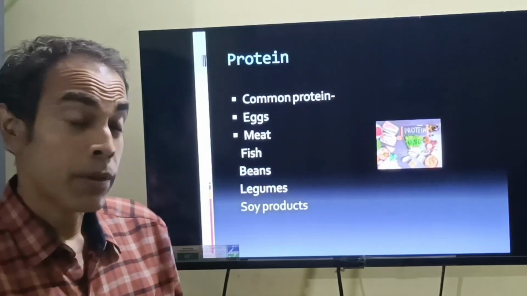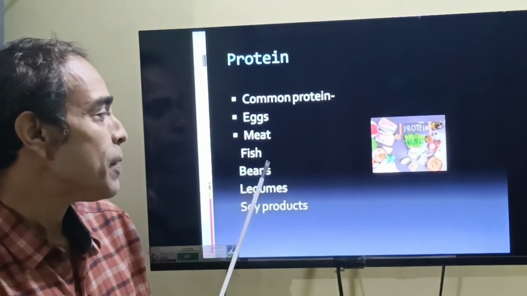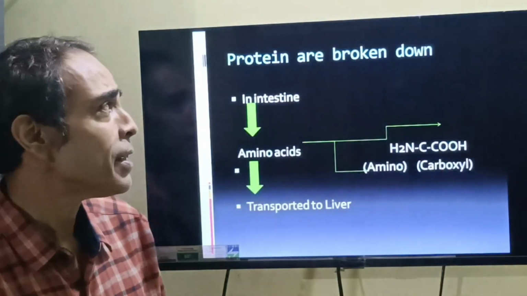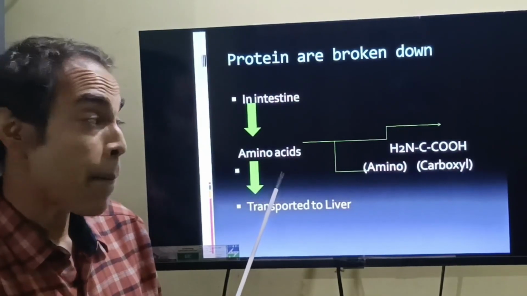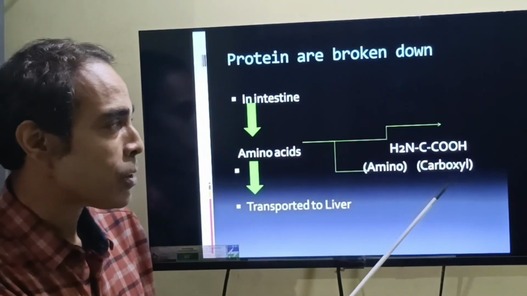Now the second part, how we look at the proteins. What are common proteins? We take eggs, meat, fish, beans, legumes, soy products. We always take these in regularly on a diet. Whatever the proteins, these polymers are broken down in the intestine into what? Amino acids. Now I look at the structure. An amino acid has two parts, one is the amino group and the other a carboxyl group.